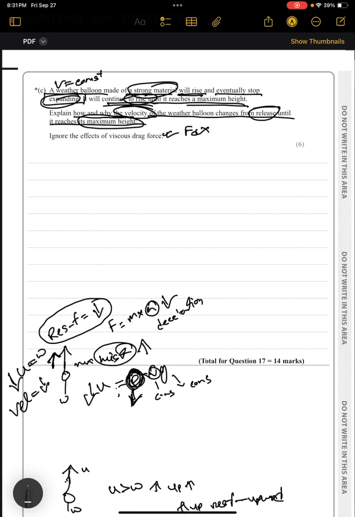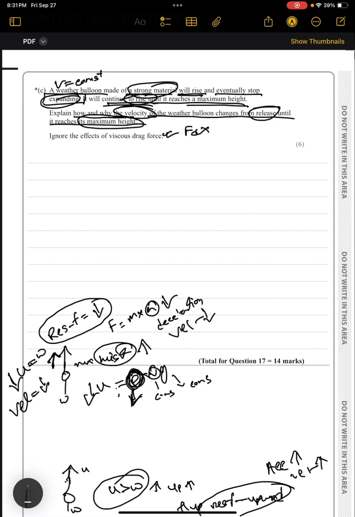As there is a deceleration, the velocity will decrease. So let's recap it. When it was released, its weight and upthrust were in this position. The upthrust was greater than the weight, so the resultant force was upward. There was an acceleration upward and the velocity was increasing in the upward direction.